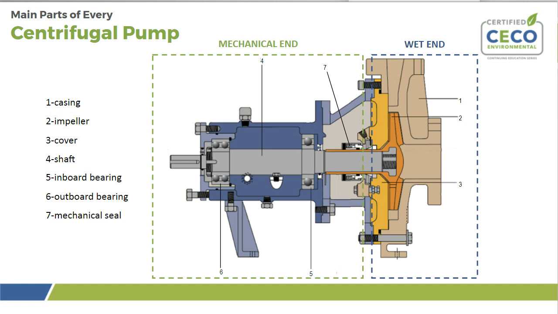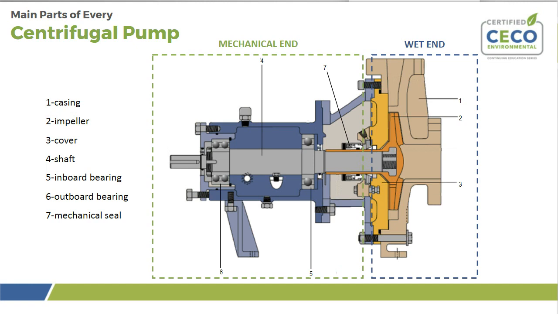Looking at the bearings, you have an inboard bearing and an outboard bearing. Typically, these tend to be ball-type anti-friction bearings. The pump shaft is supported and held in place by these bearings, and these bearings need to be designed to handle all the loads created by rotation of the impeller and also sized for reasonable life. Looking at the shaft, item number 4, the impeller is mounted on a shaft, and the shaft needs to be sized to properly support the impeller.